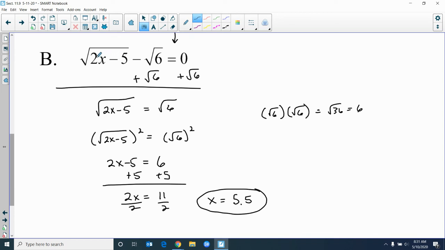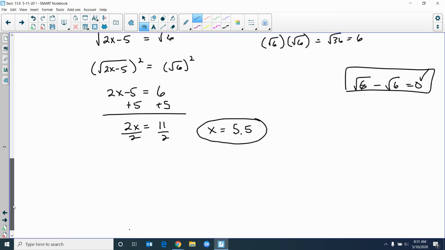Okay, and now when I check it, 2 times 5.5, well, it just means you double it, which is 11. And 11 minus 5 is square root of 6. So I'm left with square root of 6 minus square root of 6 equals 0, and that's true. All right, so I fixed that little mistake I had there. Square root of 6 squared is just 6.